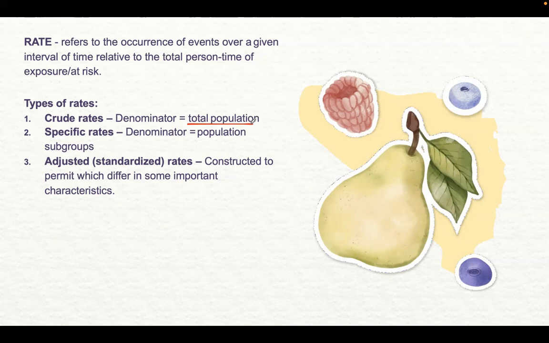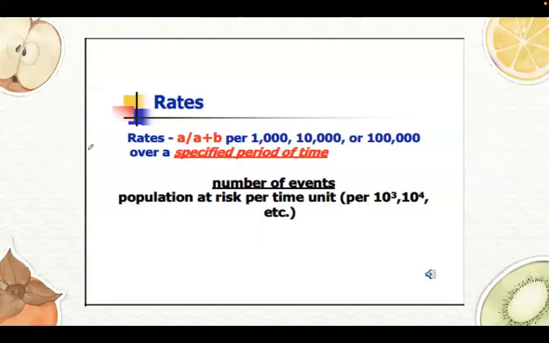Next, the specific rates. The denominator is the population subgroup. And then the adjusted standardized rates are constructed to permit comparison of populations which differ in some important characteristics. So again, when we say rates, okay, we're talking about a specific period of time, the number of events or the population at risk per time unit.